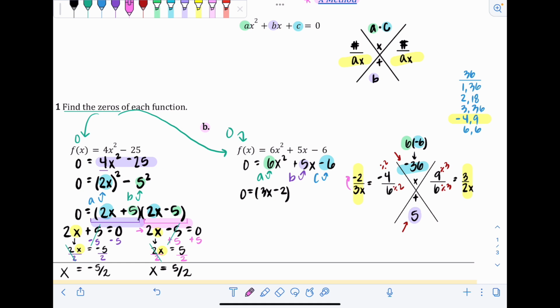And then the one on the right, it's 2x. And then we don't have a number in front of the 3, or a sign in front of the 3, so that means that it's positive. So that'd be 2x plus 3, since it's a positive 3.